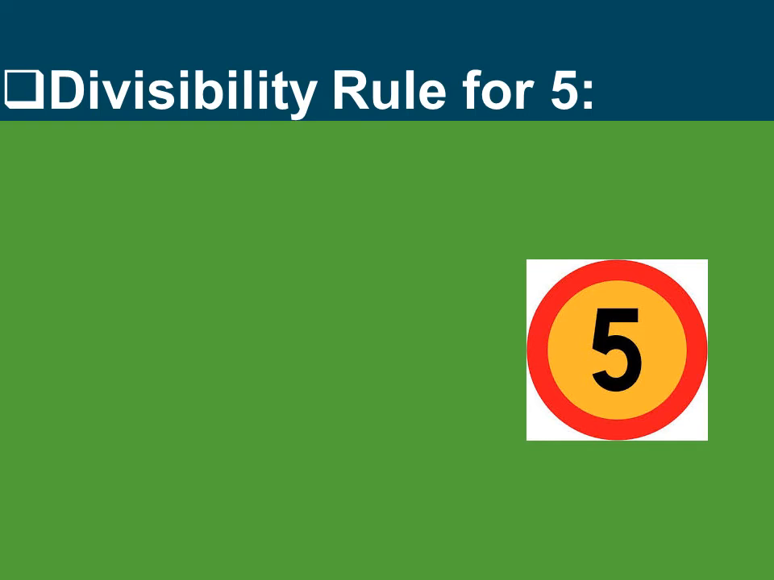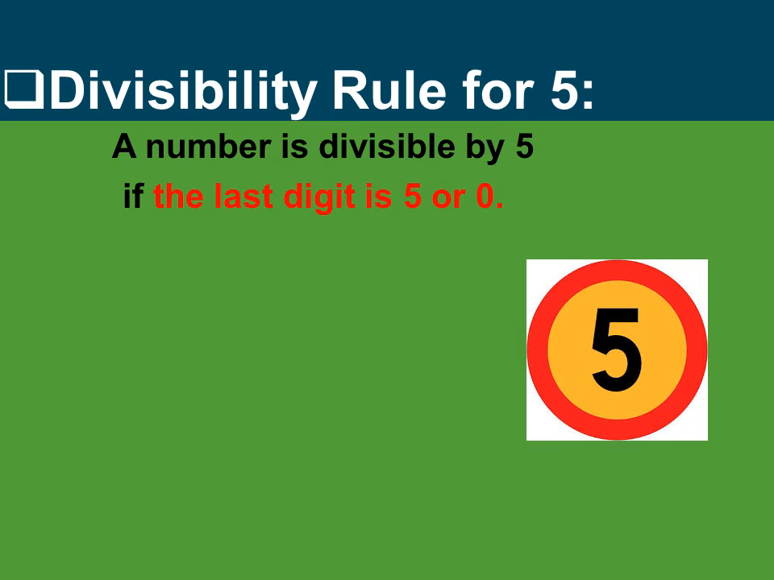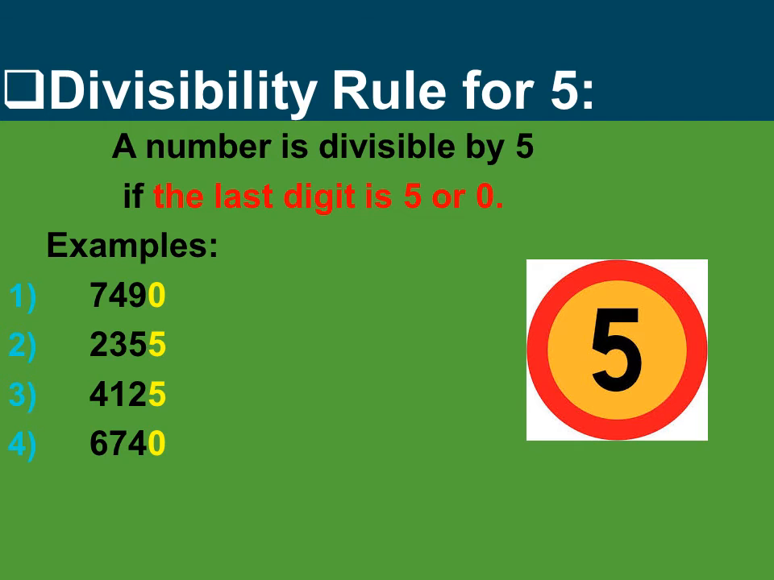Now dear students, divisibility rule for 5. Now we will learn about the divisibility rule for 5. This rule says that a number is divisible by 5 if the last digit is 5 or 0. Now dear students, in these examples, we have 0 or 5 at the last digit, which shows that in these examples all numbers are divisible by 5. Now let's see what will happen when we apply the divisibility rule for 5 in different questions.